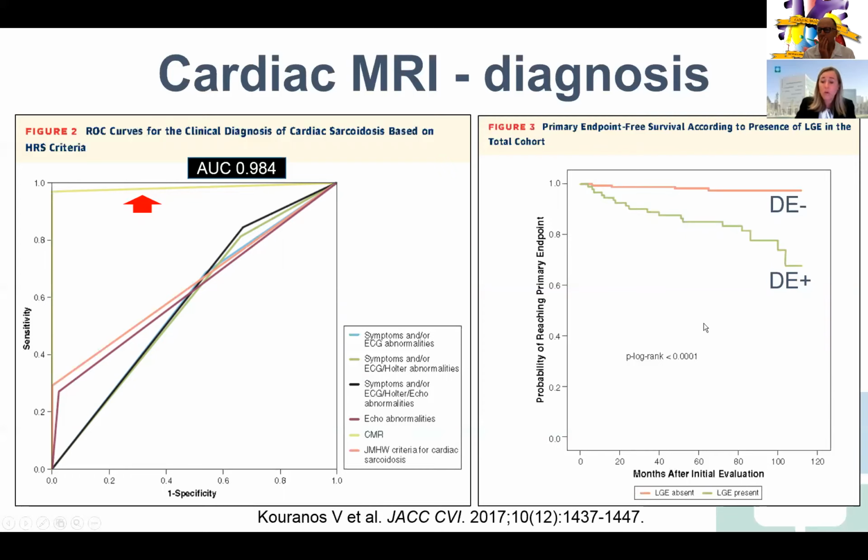We also know, in the right-hand panel, that when we have patients with delayed enhancement, that is also a very good differentiator to think about probability of survival.